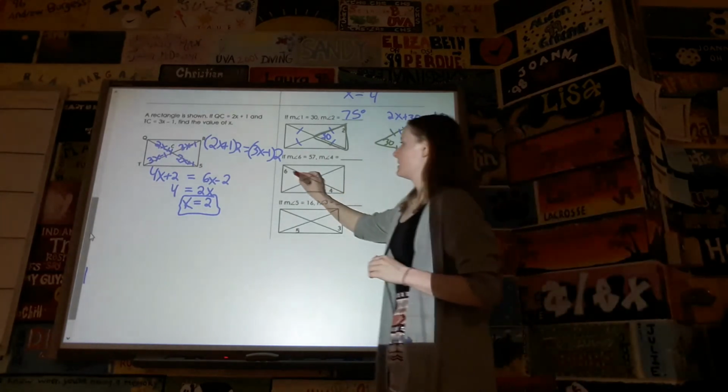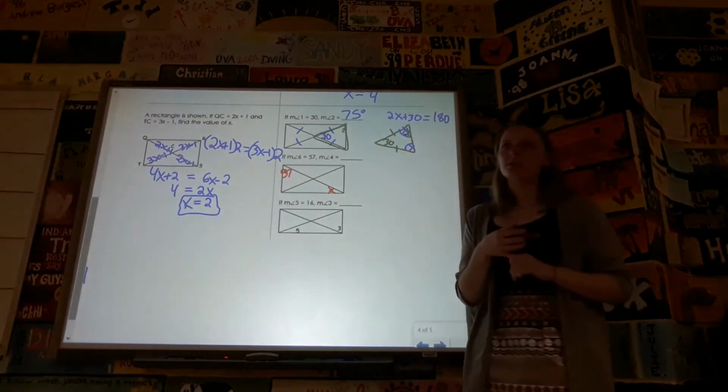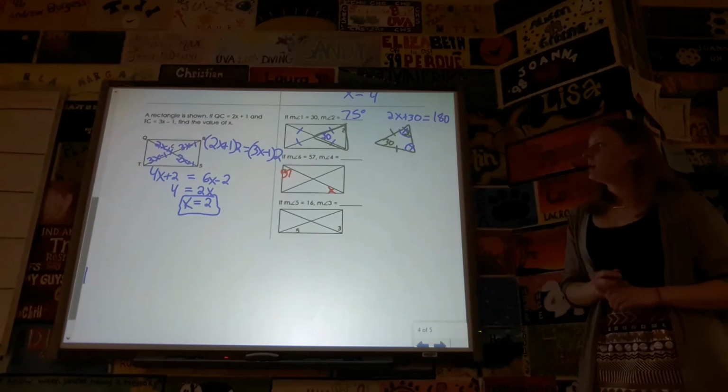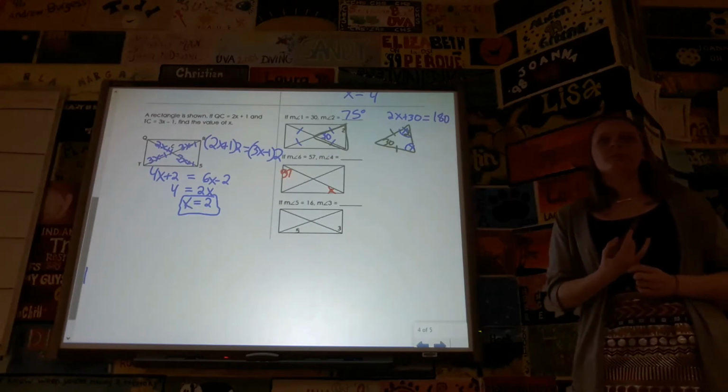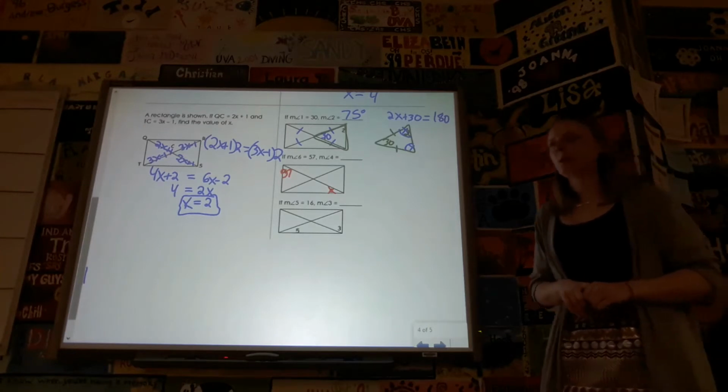Alright, angle 6 is 57 degrees. I'm looking for angle 4, which I'll call x just to make it easier. Alright, what do you guys think for this one? Am I going to be using isosceles triangles again? Okay, what do you think?